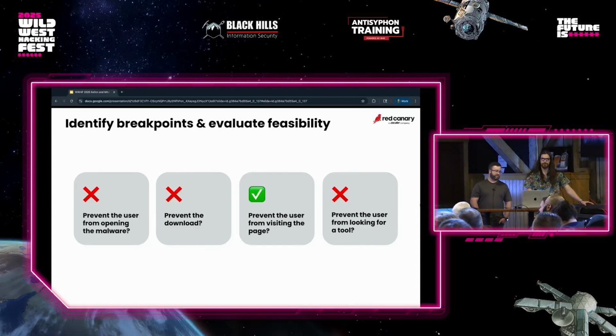So what else do we have? Skipping over the one with the check mark, maybe we could prevent the user from looking for a tool. I mean, ideally you're enabling your employees with the things they need to do their job and they don't go out searching for new tools, but the way the landscape shifts so frequently, that's not really realistic either. It's a big job, and it's not something that you can just do on their workstation. So that leaves us with preventing the user from visiting the page.